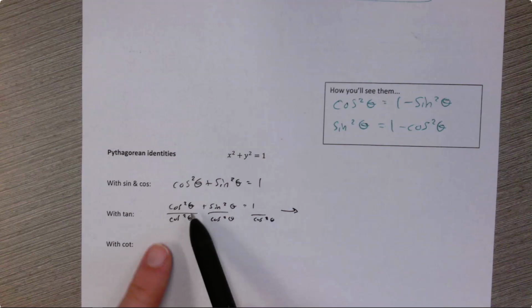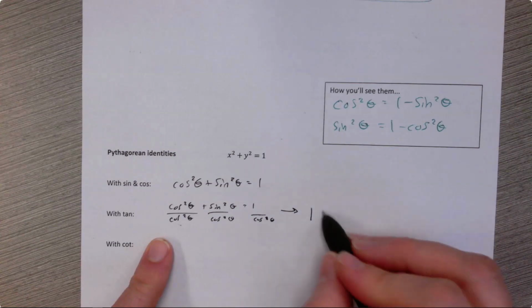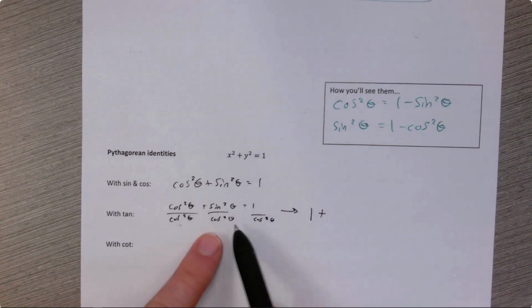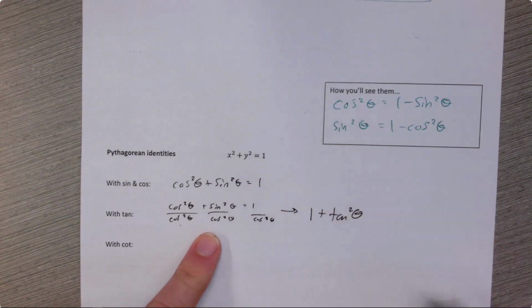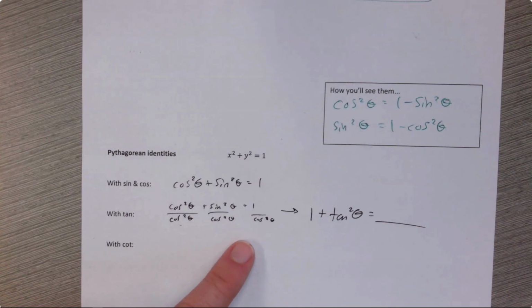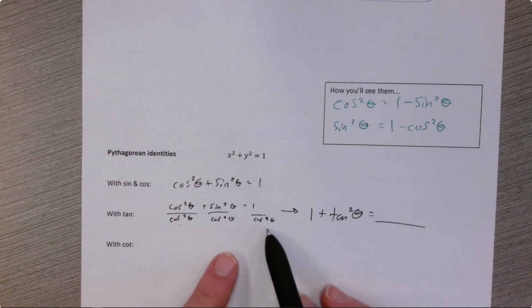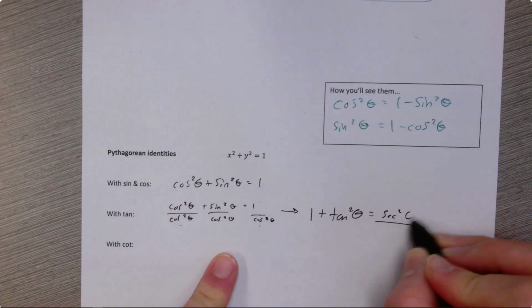Cosine squared divided by cosine squared, anything divided by itself, is 1. Then here we've got sine squared over cosine squared, so that's tangent squared. And remind your neighbor real quick, 1 over cosine squared, what's that thing? All right, 1 over cosine is secant, so 1 over cosine squared should be secant squared.